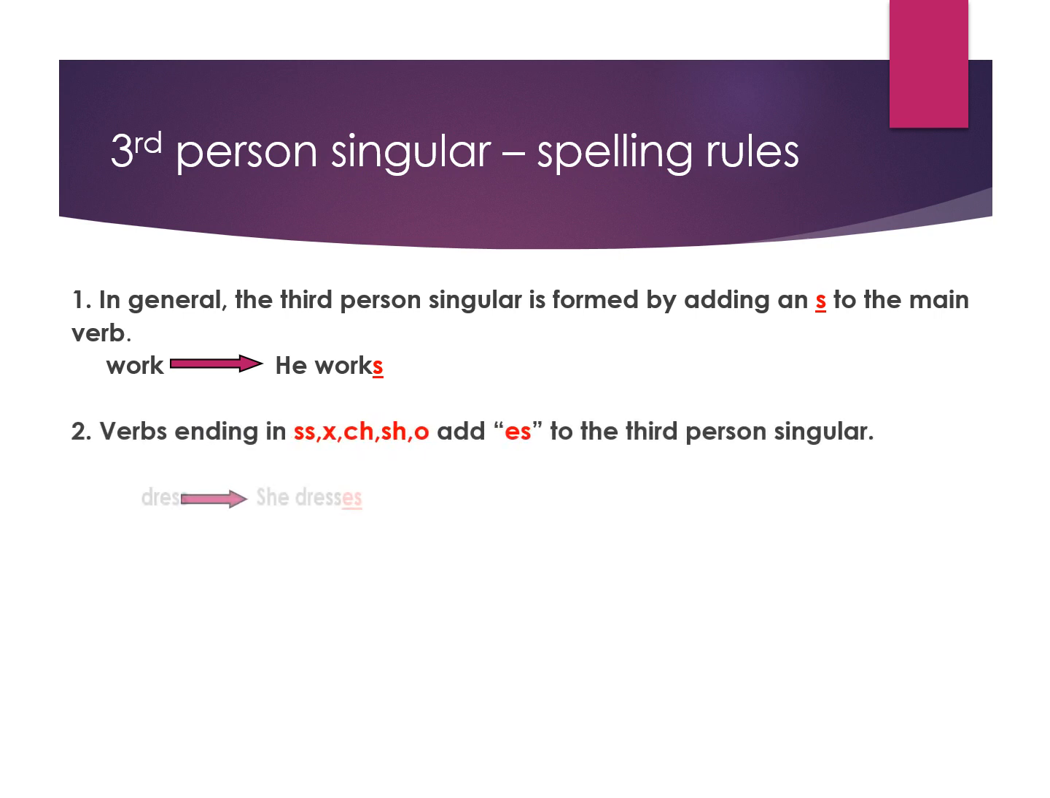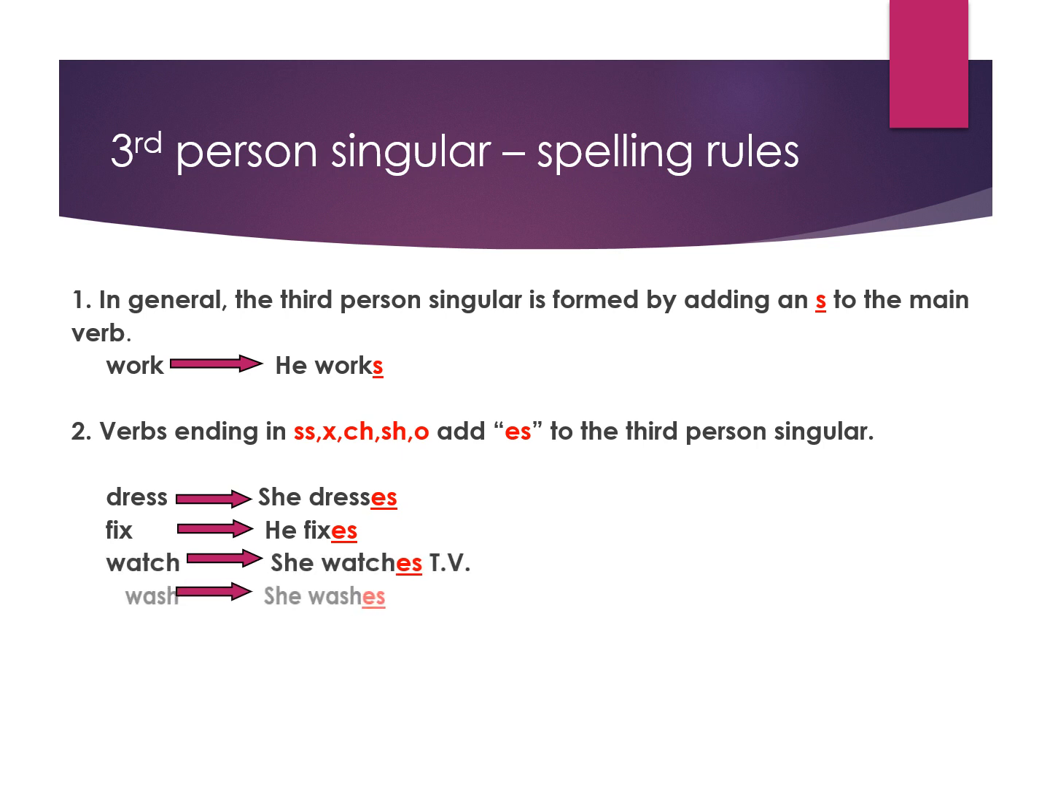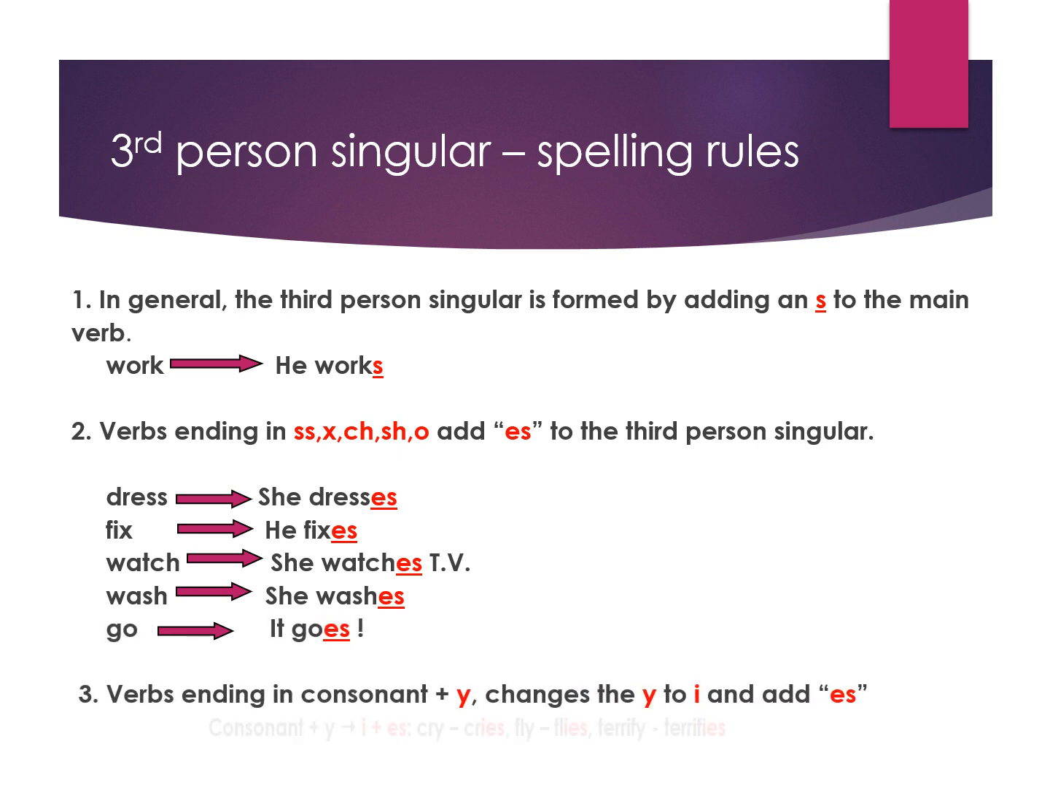Rule number 1. In general, the third person singular is formed by adding an S to the main verb. So work would be works. But pay close attention to rule number 2. Verbs ending with double S, X, CH, SH, and O, we only have to add ES to the third person singular. So as you can see in the examples, dress would be dresses, fix would be fixes, watch would be watches, wash would be washes, and go would be goes.